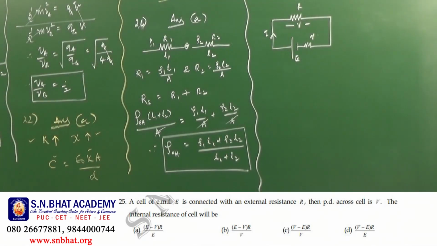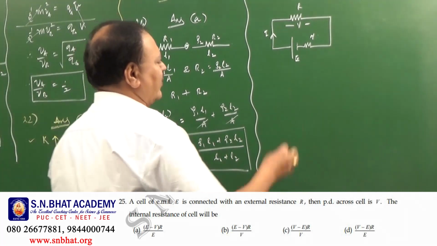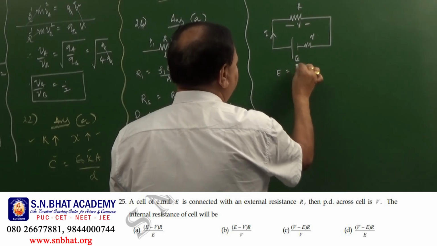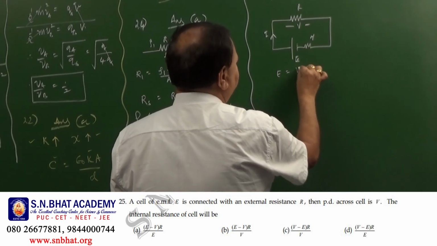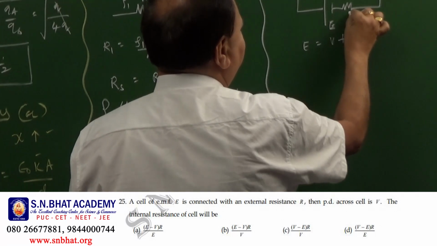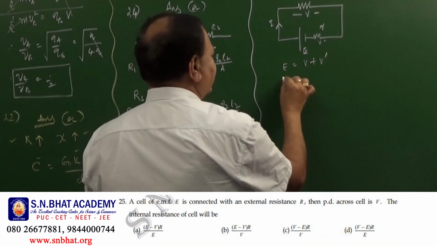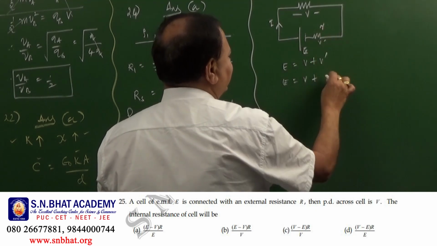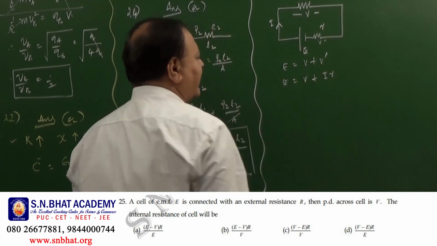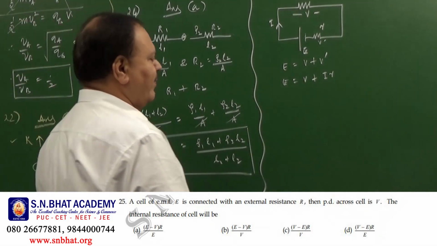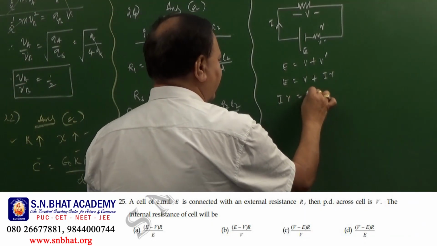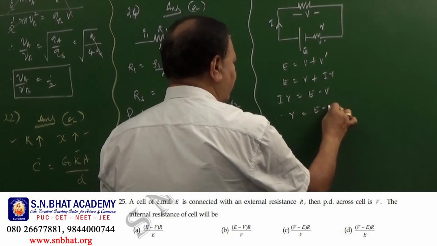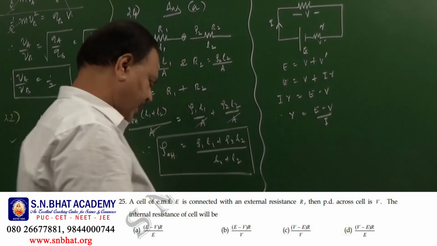Now you look at the various parameters that are given. You know that from Ohm's law applied to a circuit, the total EMF E is equal to V plus V dash. This is V and this is V dash. Therefore E equals V plus V dash, and V dash is current into resistance. What you need is the internal resistance: Ir is equal to E minus V, and therefore your internal resistance is equal to (E minus V) divided by I.